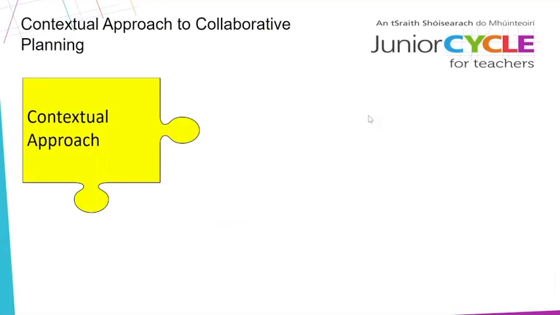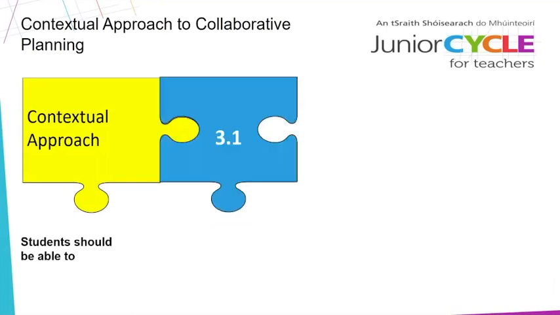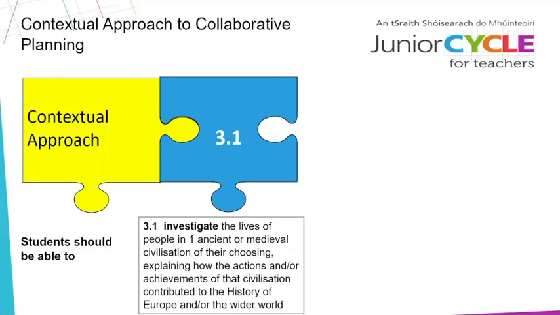When planning for September 2018, some teachers might choose to take a contextual approach, and students may begin their learning journey in first year with an ancient or medieval civilization. This unit of work is based around the learning outcome 3.1, which reads, investigate the lives of people in one ancient or medieval civilization, explaining how the actions and or achievements of that civilization contributed to the history of Europe and or the wider world.